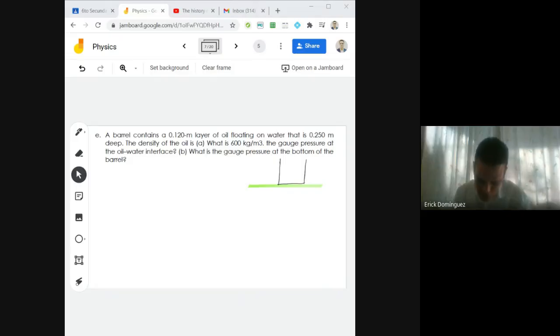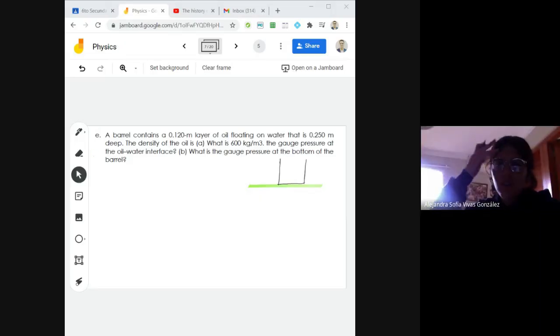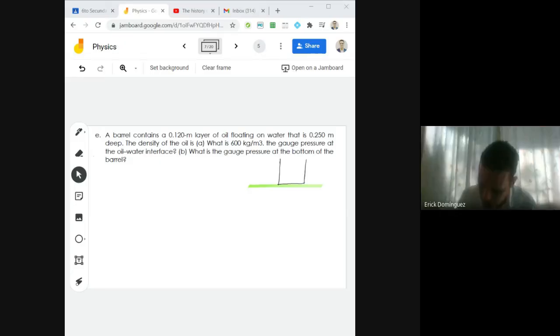You have a liquid because it says the barrel contains a 0.120 meter layer of oil floating on water that is 0.250 meters deep. So which one should go above and which at the bottom? Which liquid? Isn't oil supposed to be on top? Yep, it is. According to what we have there, that's actually what's going on.